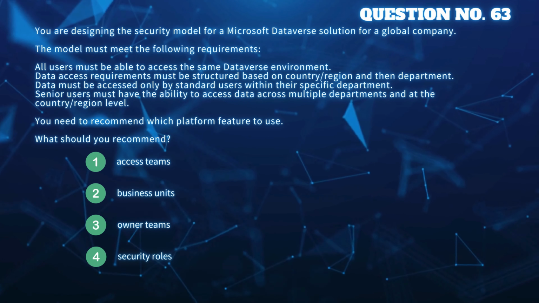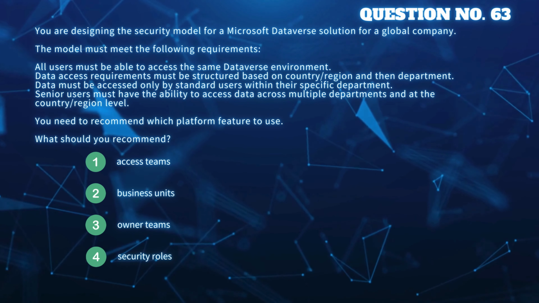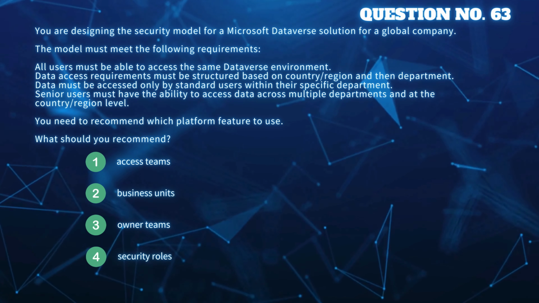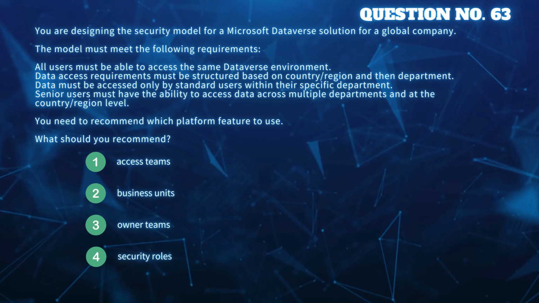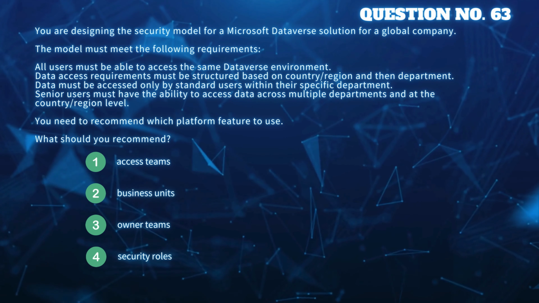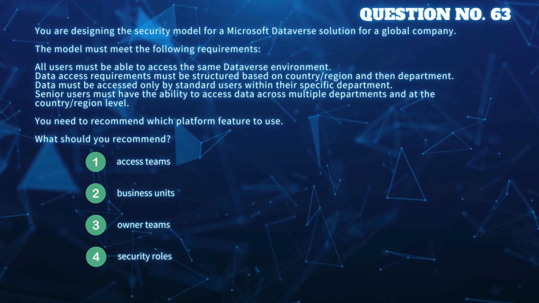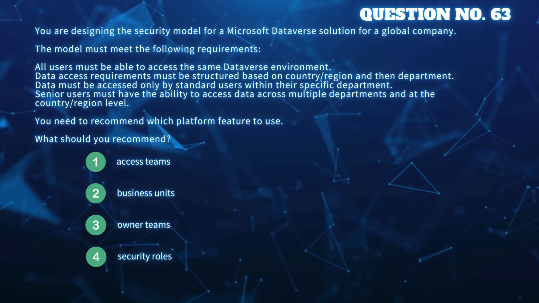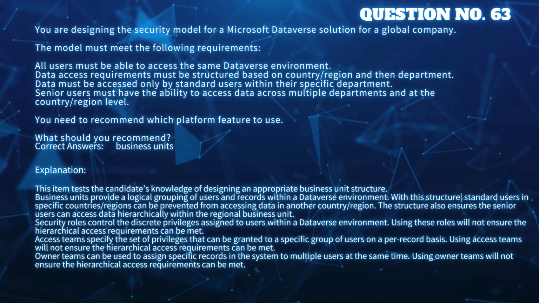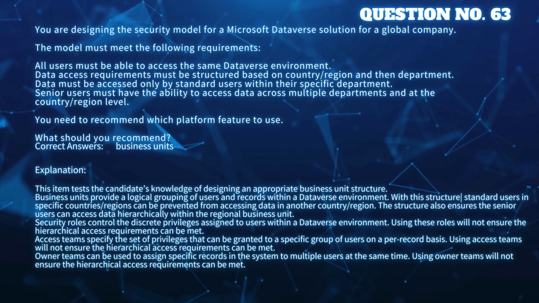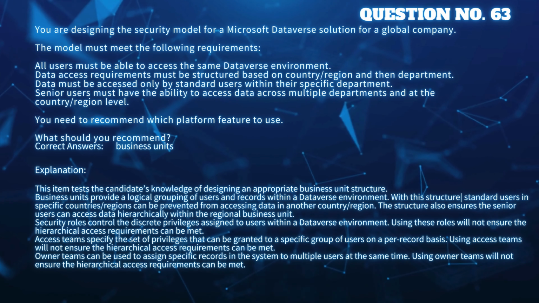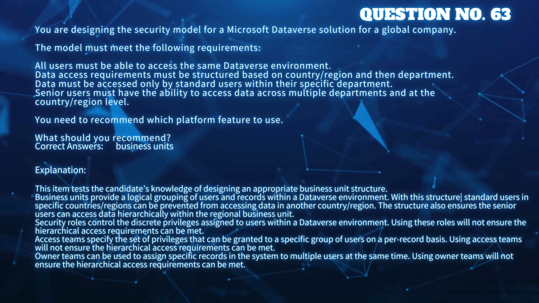What should you recommend? Option 1, Access Teams. Option 2, Business Units. Option 3, Owner Teams. Option 4, Security Roles. Correct answer: Business Units. Explanation: this item tests the candidate's knowledge of designing an appropriate business unit structure.